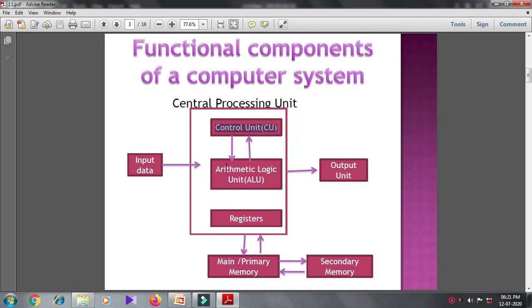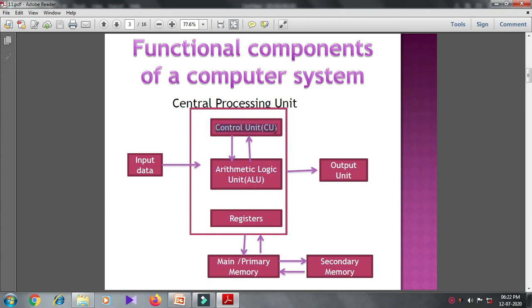Arithmetic logic unit. All calculations and comparisons are made in this unit. The ALU performs the arithmetic and logical operations sent from the memory, performs specific operations such as addition, subtraction, etc., and the result is returned to the memory. The result of a logical operation is either true or false, and helps the computer in decision making.